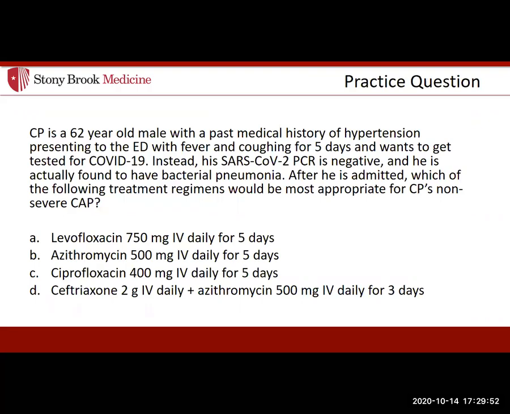Okay, so CP is a 62-year-old male with a past medical history of hypertension, presenting to the ED with fever and coughing for 5 days and wants to get tested for COVID-19. Instead, his SARS-CoV-2 PCR is negative, and he is actually found to have bacterial pneumonia. After he is admitted, which of the following treatment regimens would be most appropriate for CP's non-severe CAP?